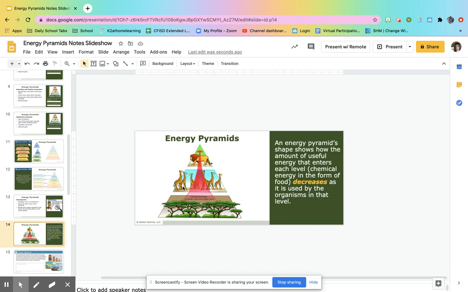So here is your energy pyramid. An energy pyramid shape shows the amount of useful energy that enters each level. So your chemical energy in the form of the food. Remember that each energy level decreases as it is used by the organism in that level. So for instance, the giraffe will have less energy than this tree. And then the lion will have less energy than the giraffe, okay? So as you go up the pyramid, your energy starts to decrease.